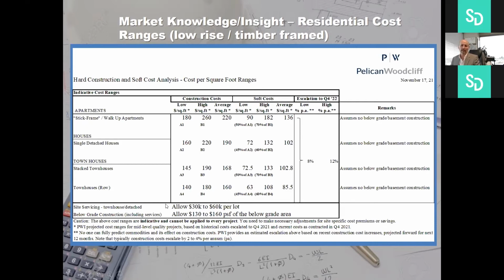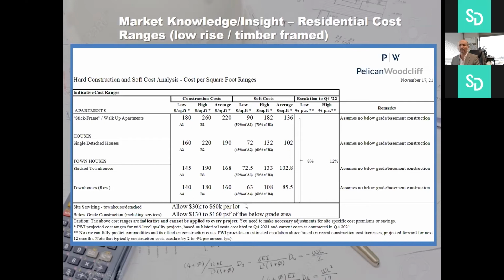Something also to realize is that if you wanted to service the lots, that's on top of this, between 30 and 60K per lot. And then if you add in a below grade, that would include the services. There's a basement that you build in, an underground parking, between 130 and 160 for that below grade area. So on top of these costs, you would add those to get to your total construction costs.